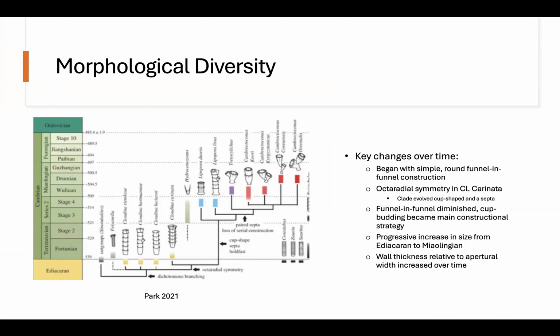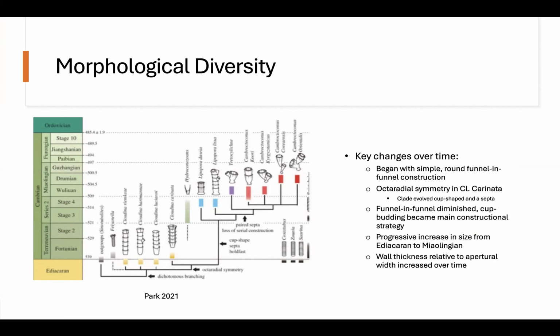All right, so some information on their morphological diversity. We could talk about some key changes over time. So the lineage really began with a simple round funnel-in-funnel construction. Funnel-in-funnel meaning that the wider elements originated within the internal cavity of the preceding element. Later on, you see the octoradial symmetry appeared. This happened near the base of the Cambrian in the Cloudinidae Carinachites. That's where it was first seen. Subsequently, the clade evolved cup shape and septa. Later on, paired septa is seen as well.